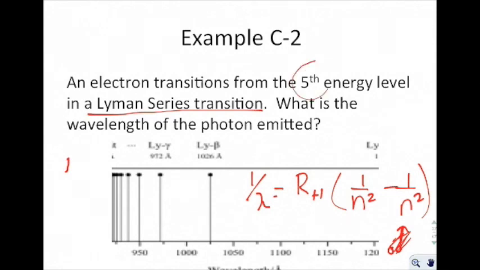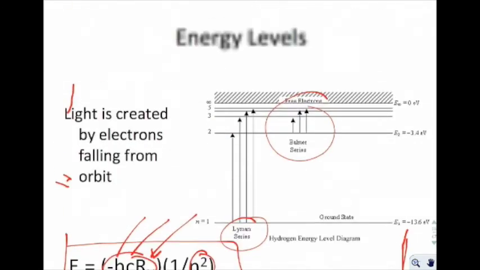Now, it is a fifth energy level, and then it's a Lyman series transition. So the fact that it's a Lyman tells me what the other energy level is. If you remember your previous diagram, n is 1 in a Lyman transition. So we can show you right here. You have a Lyman series. Lyman series are always the ones that go to the first energy level.